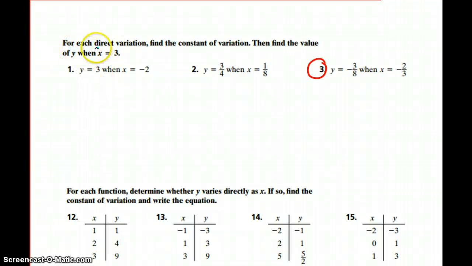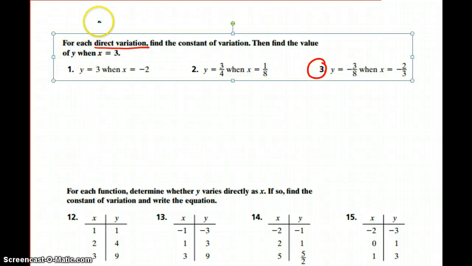It says for each direct variation, so remember that just means that your line is going to go through 0, 0, which means that we are using a format for the line, just y equals mx. It says find the constant of variation. That means find basically your slope. And then find the value of y when x equals 3. So after you find your slope, you'll have an equation, and then we're going to plug it in.